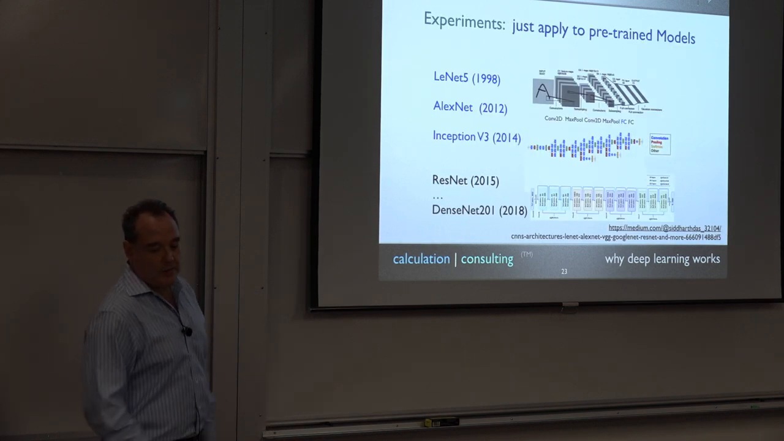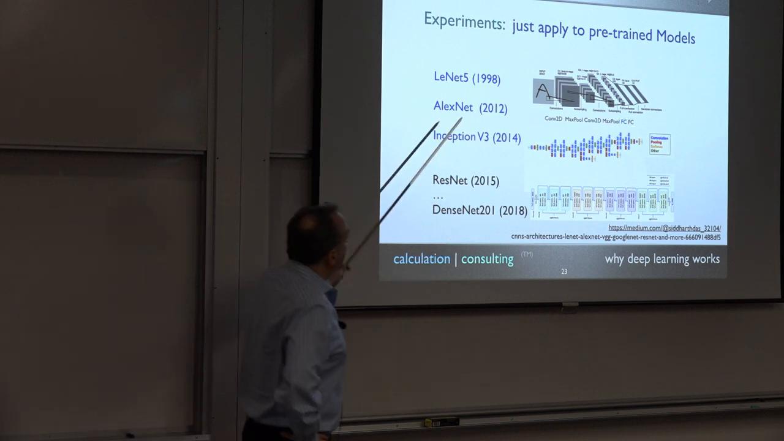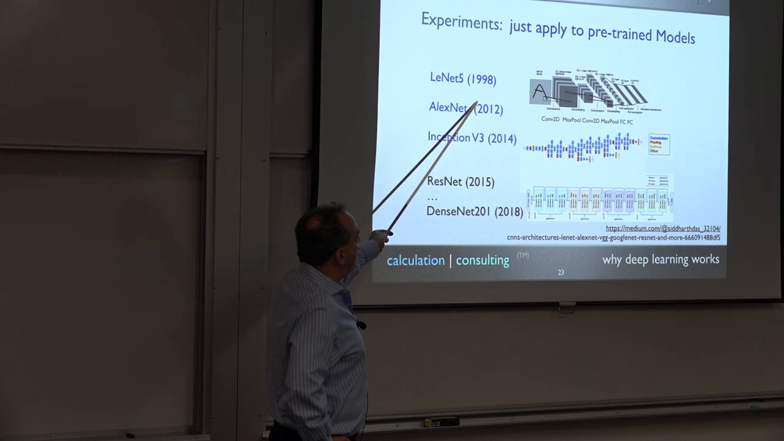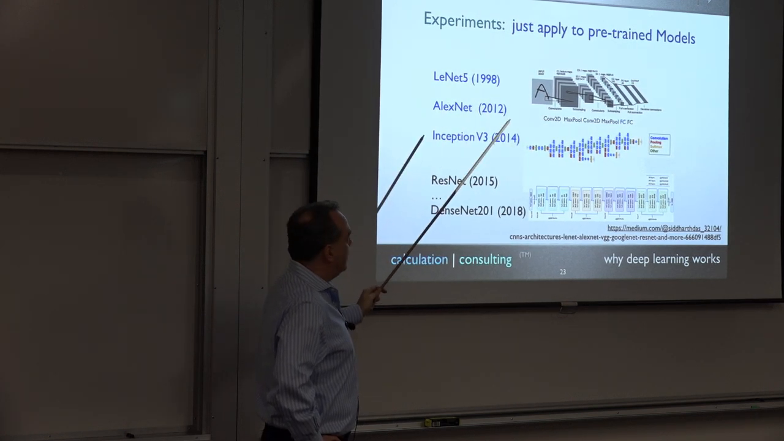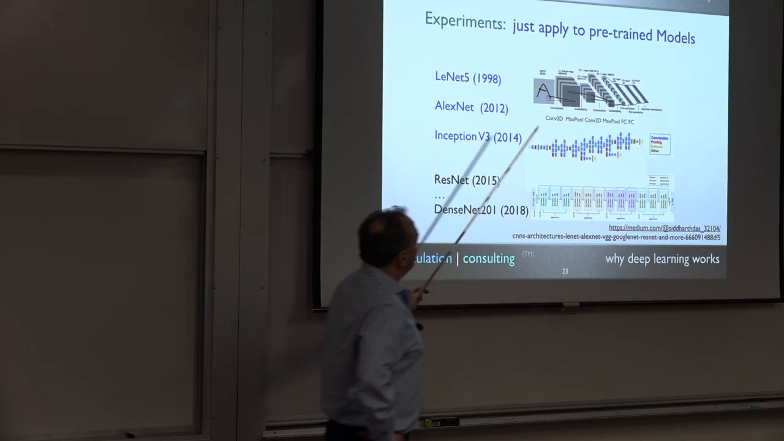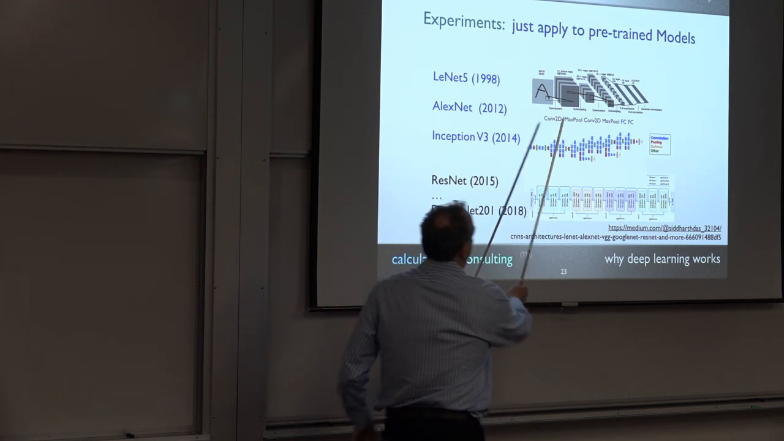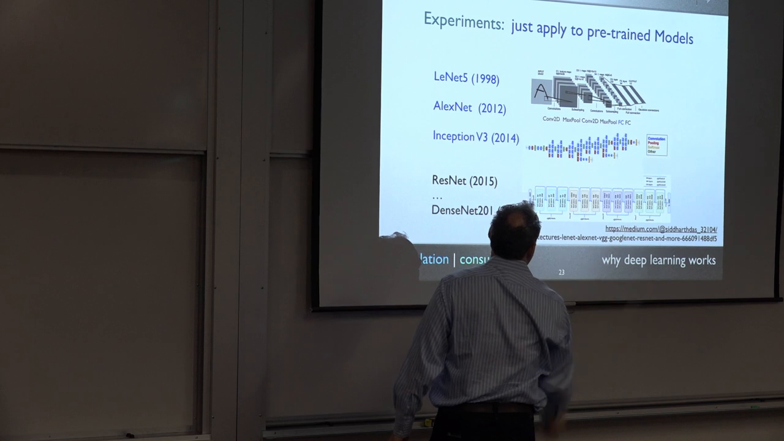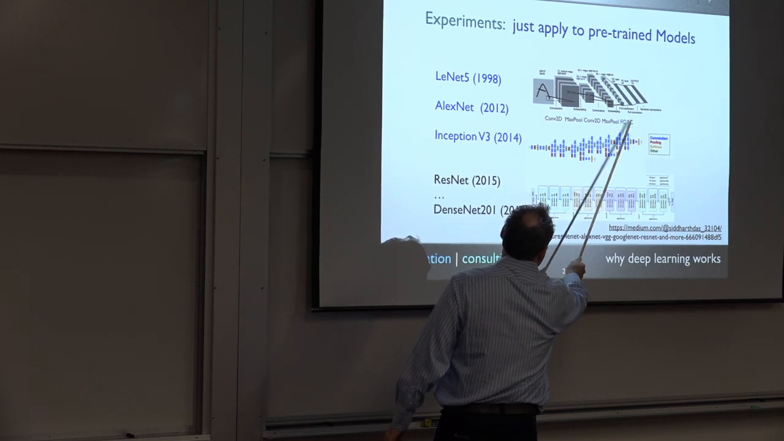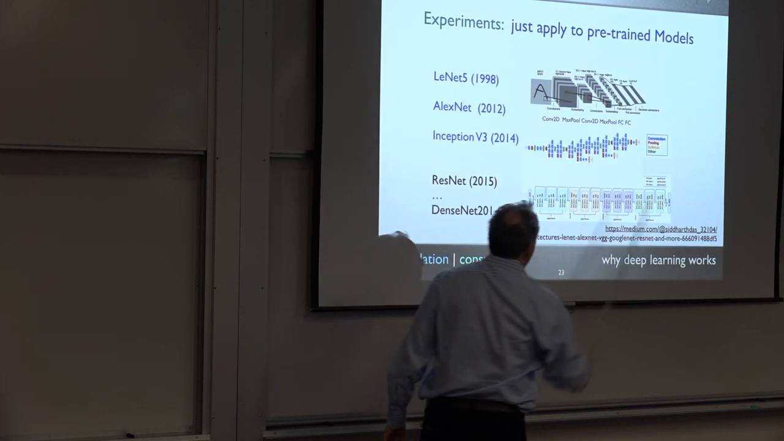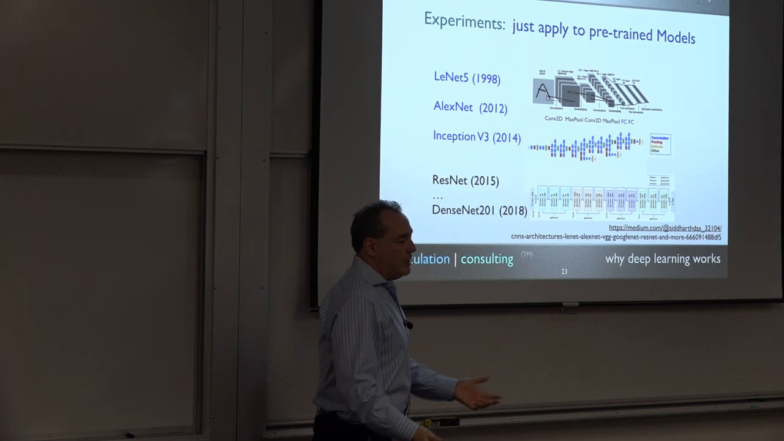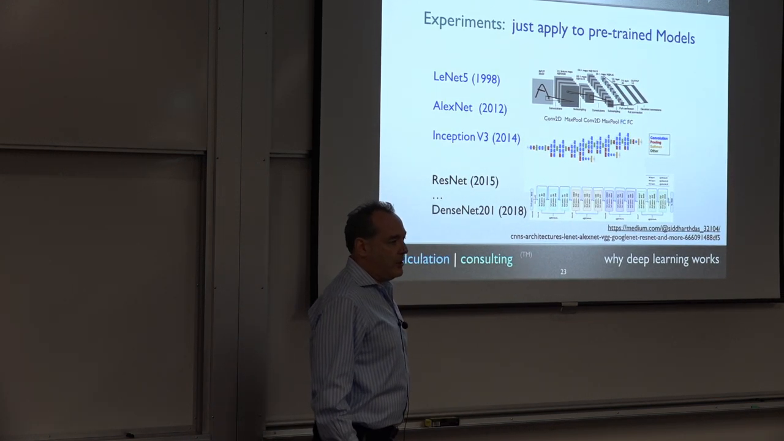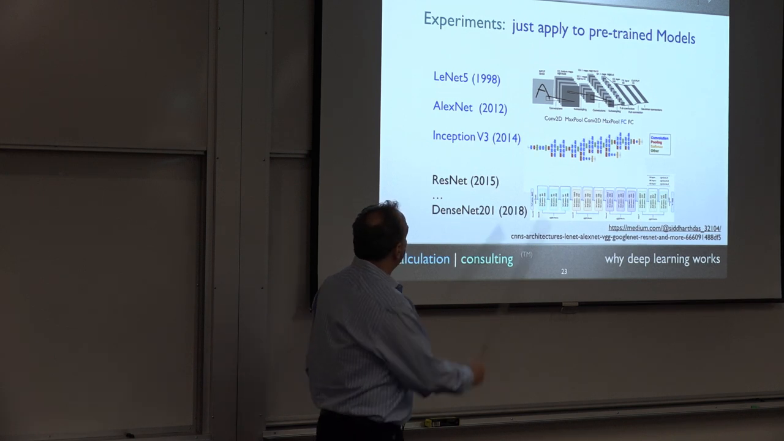For example, I retrained LeNet 5. I couldn't find a version of LeNet 5, so I retrained it. It's the first neural network developed by LeCun. It's basically 2D convolution, max pool, 2D convolution, max pool, fully connected layer. In our first paper, we just looked at the fully connected layers, which are quite large, of order 100 or 1,000.